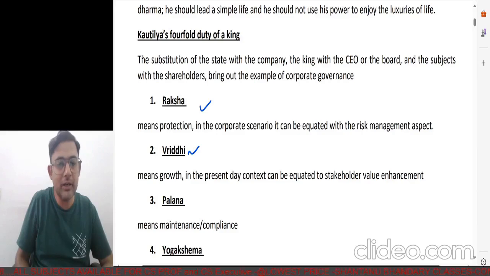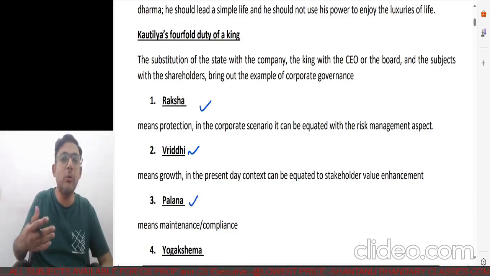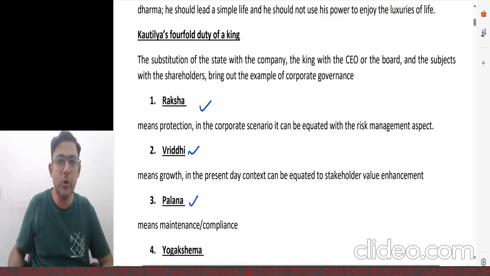Palana means compliance, meaning you being obedient, following the rules, the regulation, the code of conduct. So obviously that was there in the previous time. We called it dharma, but now we call it compliance or legislation or laws. So we need to follow that.